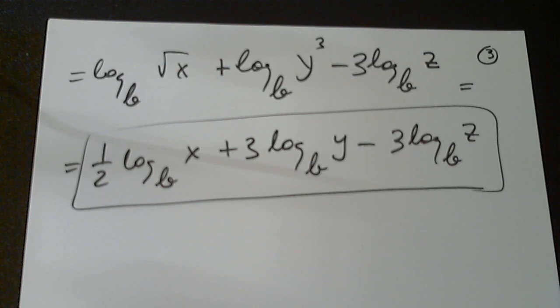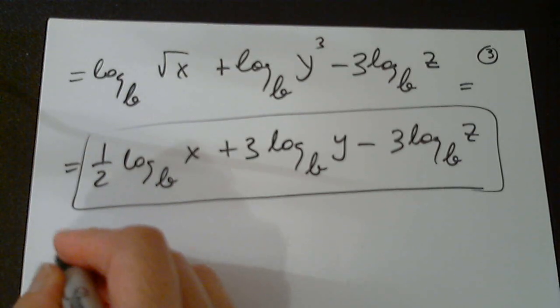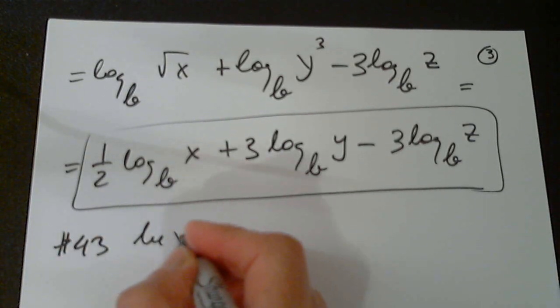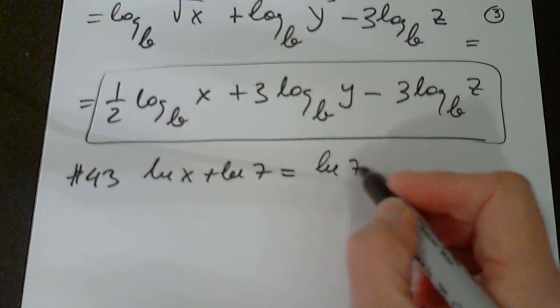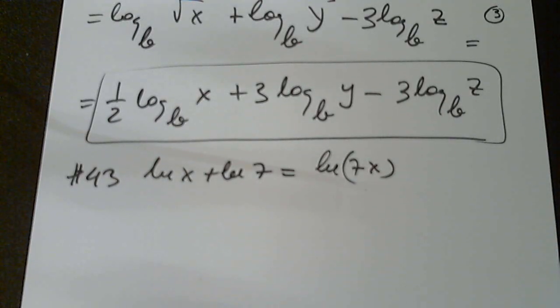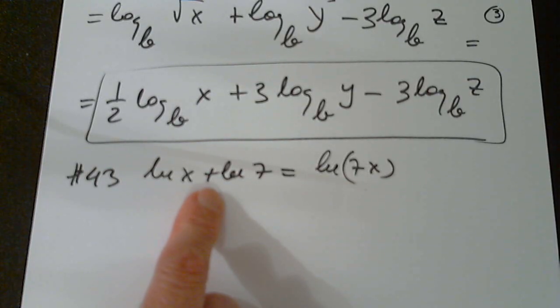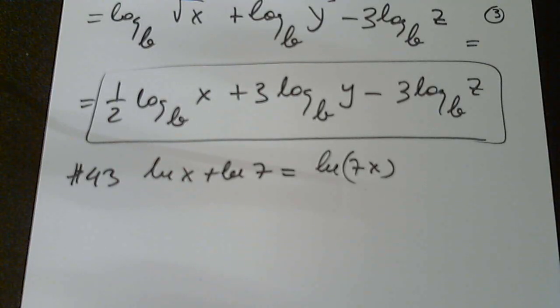Anyone would like to choose? Can we start with 43? Of course. Let's start with 43. So 43 is natural log x plus natural log 7. If it's a sum, we know it comes from the product. And that's it. If I have natural log of 7 times x, that equals natural log x plus natural log 7. Is this okay?